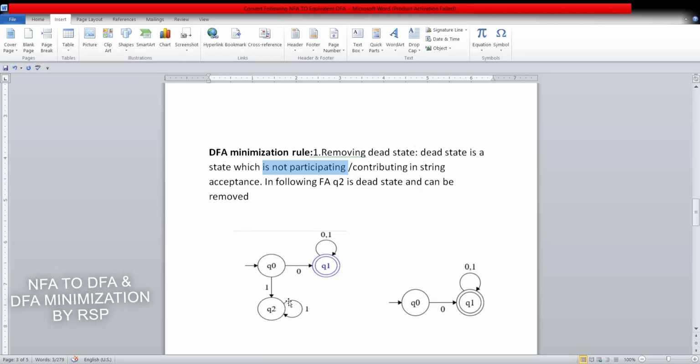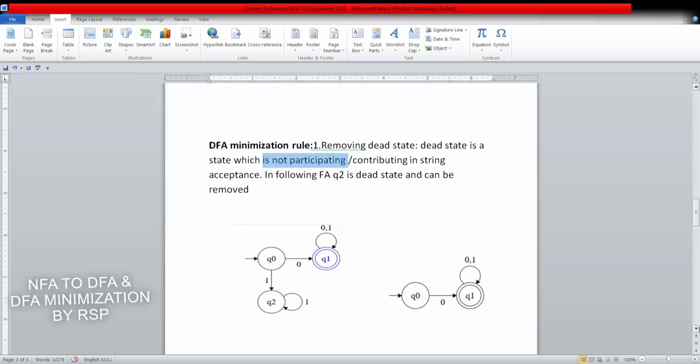So Q2 is not taking part in the acceptance. So Q2 is a dead state. So we can remove this and we get the final or minimized DFA, right? So this is one way of minimization.